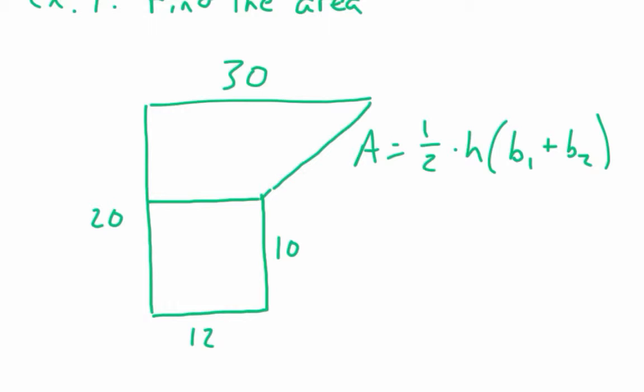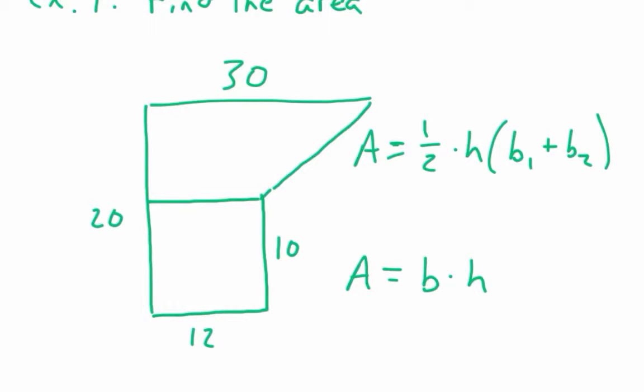So this is the equation for the trapezoid. And now the bottom one, is the bottom one a rectangle or a square? Looks like a square, my drawing's bad. But it's actually a rectangle because I have one side that's 12 and one side that's 10. But we could say the area for that is going to be the base times the height.